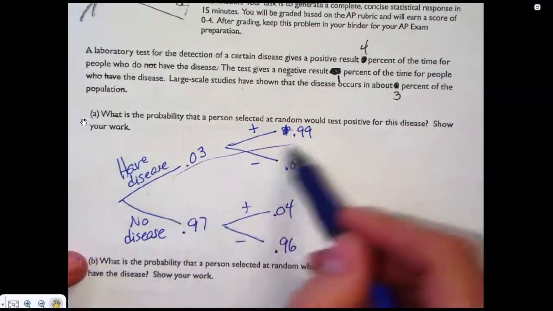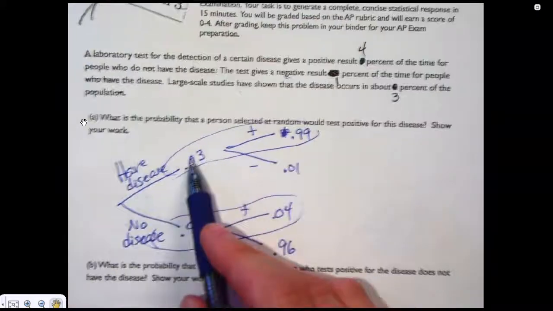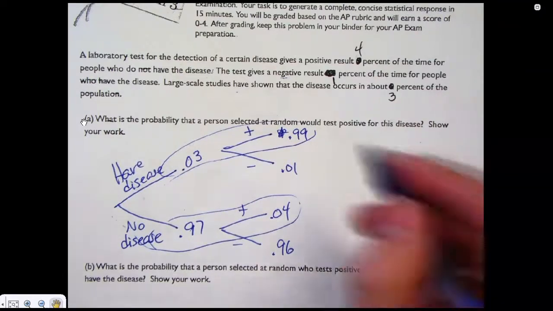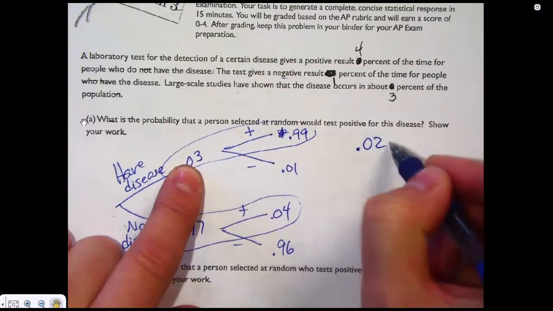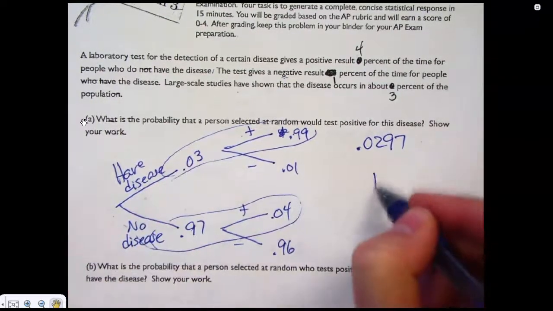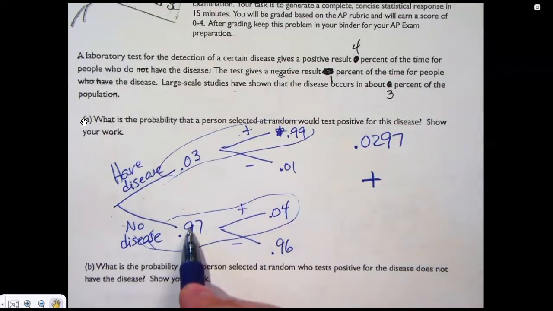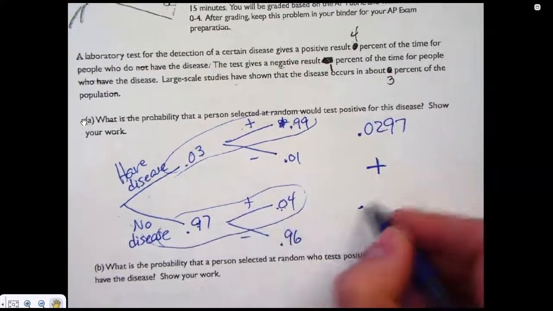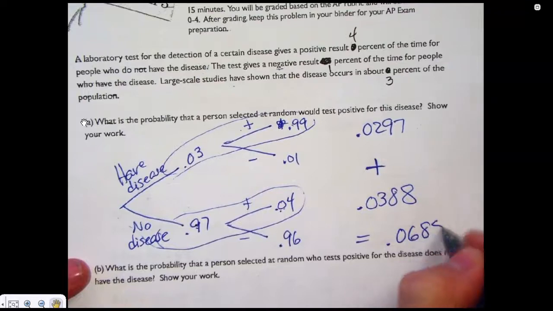Well, we tested positive in that scenario and that scenario. So we multiply those numbers together, and then we add them up. So they had the disease and they tested positive is 0.0297. Remember, and means multiply. Or, which means add, they didn't have the disease and they tested positive. So that means multiply these two. So 0.0388. And if I add those up, I get 0.0685.